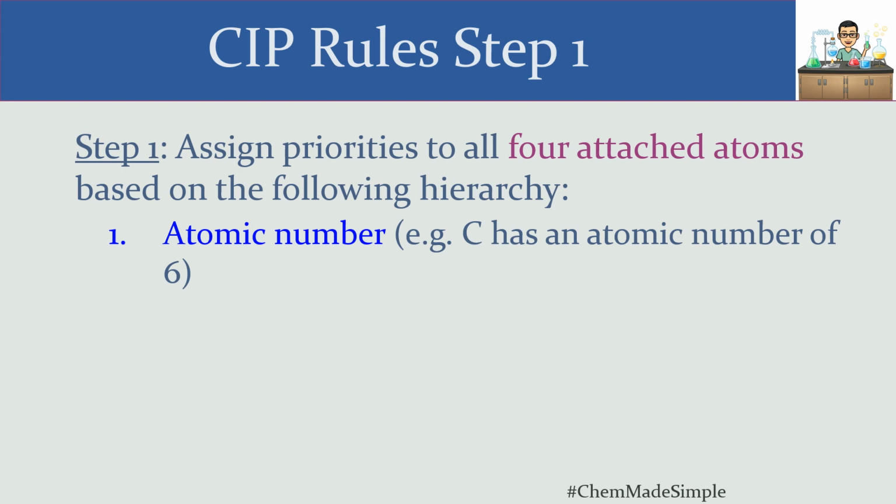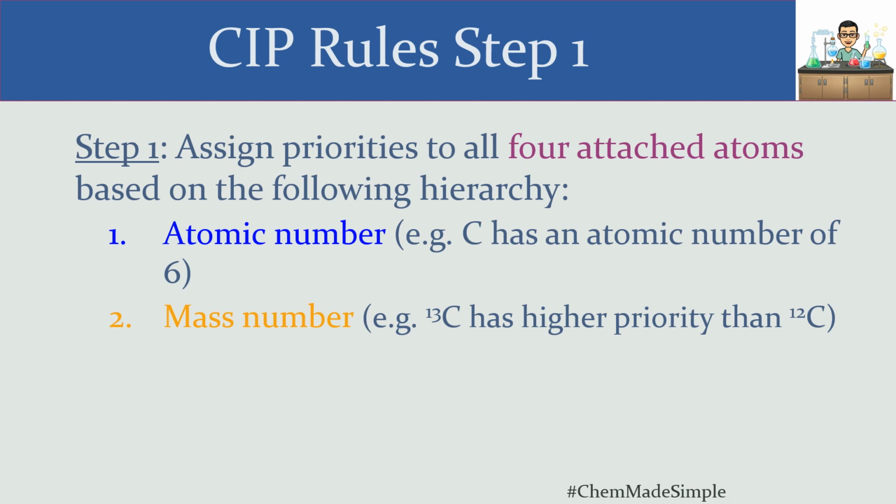So look at your 4 different immediately bonded atoms. Not the entire substituent, not the entire chain, only looking at the 4 attached atoms. Figure out priorities based on atomic number. If you have 2 different atoms with the same atomic number, then use mass number as the next rung in terms of the priority ladder. And so for example, if I have 2 carbon atoms, each of those has an atomic number of 6, but if one of them is an isotope of carbon that is a mass number of 13, whereas the other one is a carbon of mass 12, then carbon 13 would get a higher priority than carbon 12.